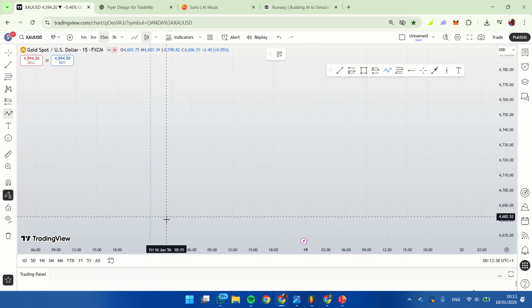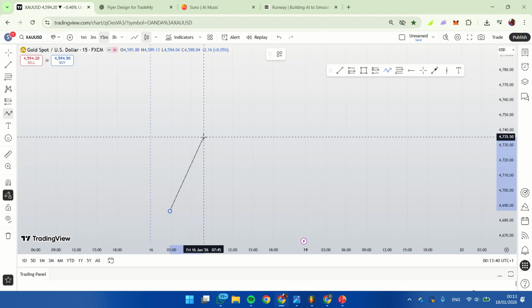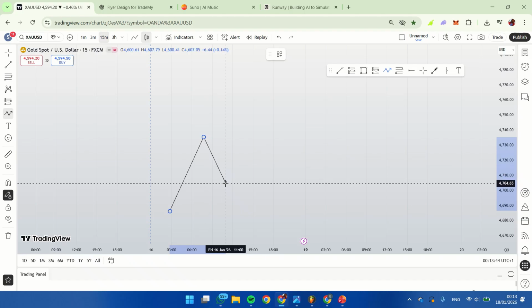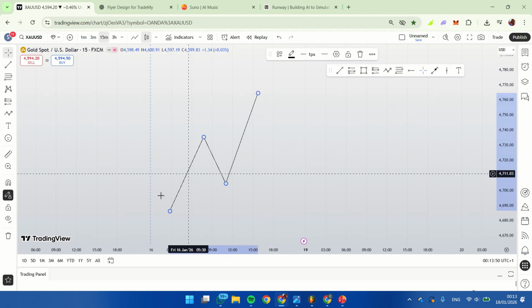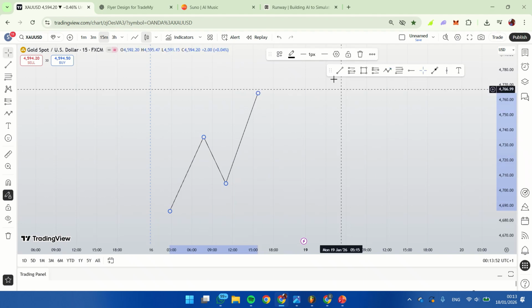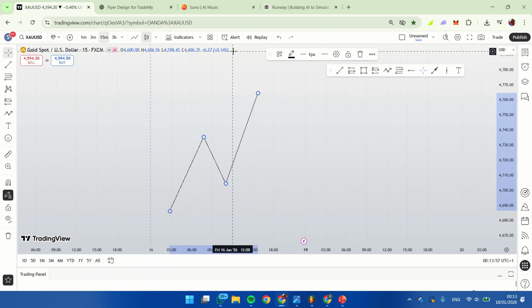So you all know that price moves in impulse, correction, impulse, right? That's expansion, retracement, expansion. So that's the movement of price. So this is the only thing you need.